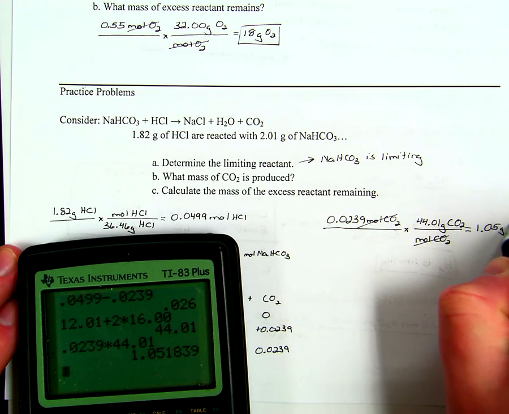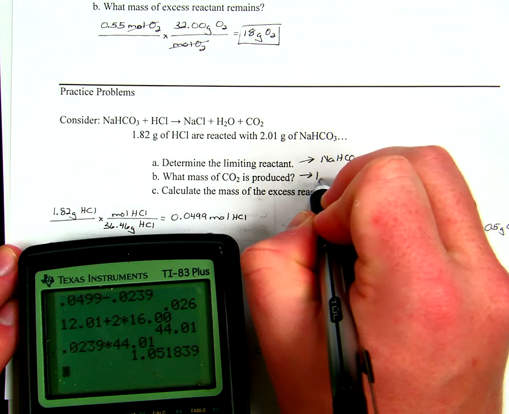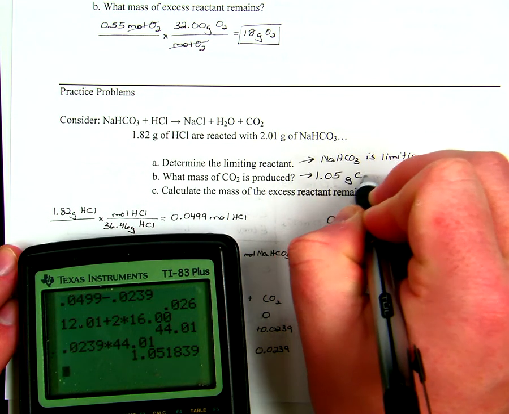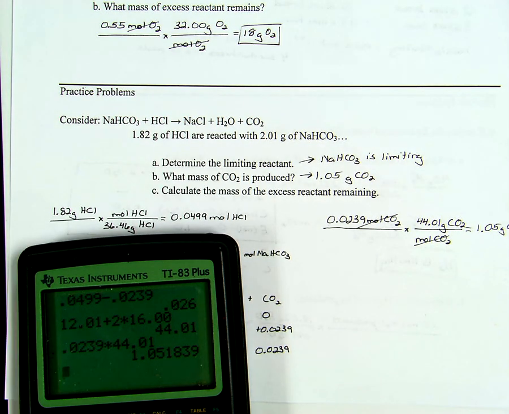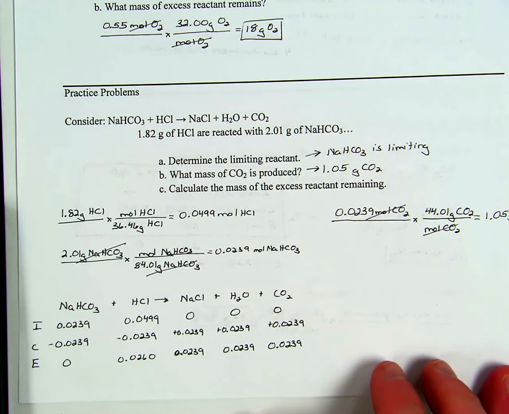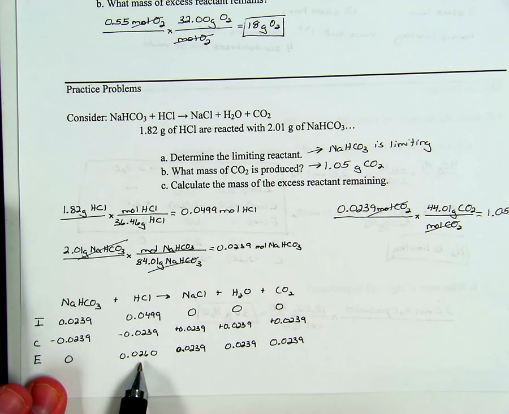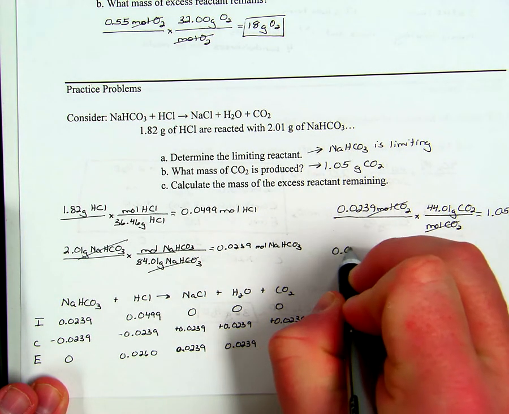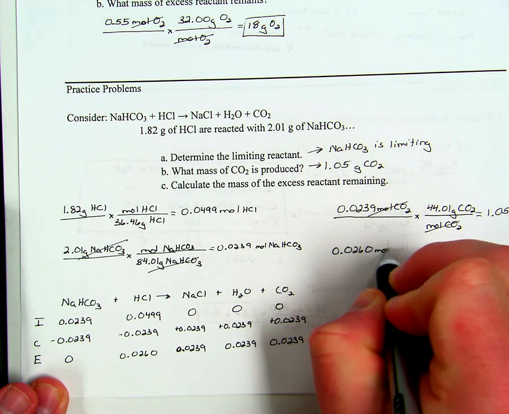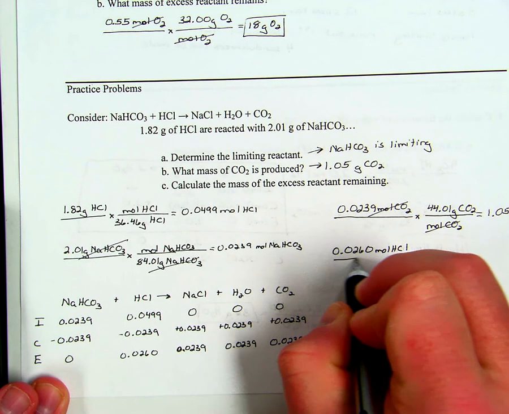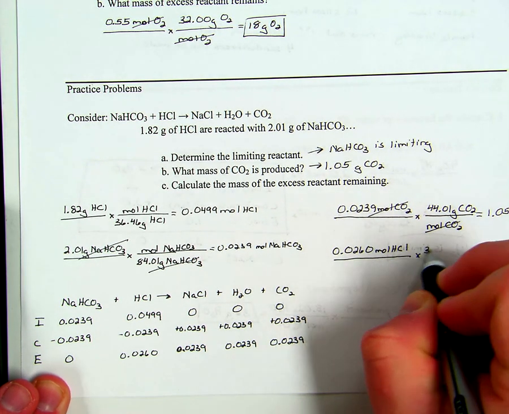And then finally, the last question, calculate the mass of the excess reactant that remains. I just go back and look at my chart here. I can see that I have 0.026. That should be 0.0260 moles of HCl left over at the end. So I just need to convert that into grams. The molar mass of HCl is 36.46 grams of HCl for every mole of HCl.